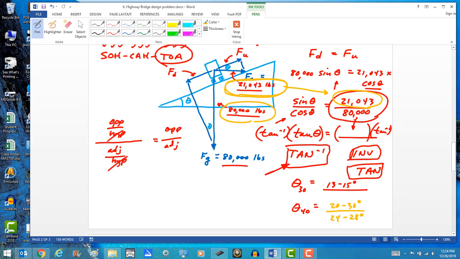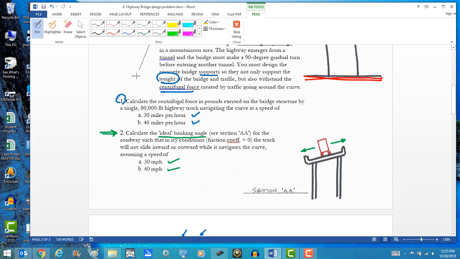A very steep angle. It's very unlikely that a road designer would design a bridge with an angle that steep. But that is the answer. And so that's this angle right there.